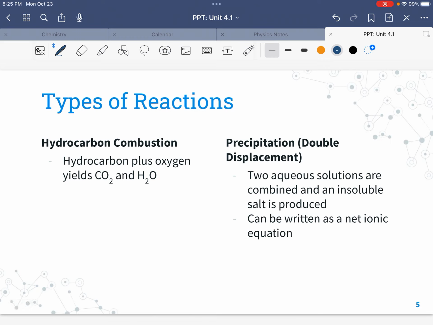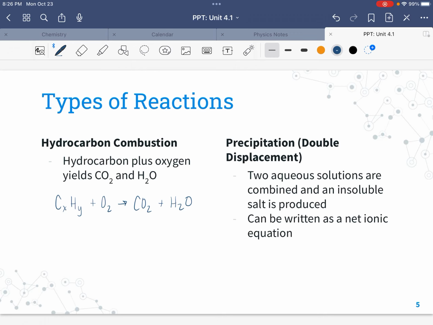Our next one is hydrocarbon combustion, and this is complete combustion that we're specifically talking about here. We're going to have some type of hydrocarbon, which consists of a certain amount of carbons and hydrogens, plus oxygen, which yields CO2 plus H2O. If you remember from chemistry, we also talked about incomplete combustion. With incomplete combustion, it just means that we don't have enough oxygen. So we're going to get carbon monoxide produced and then carbon as a byproduct. With that incomplete combustion, we get a lot of black smoke, and that's where that carbon product can be seen.